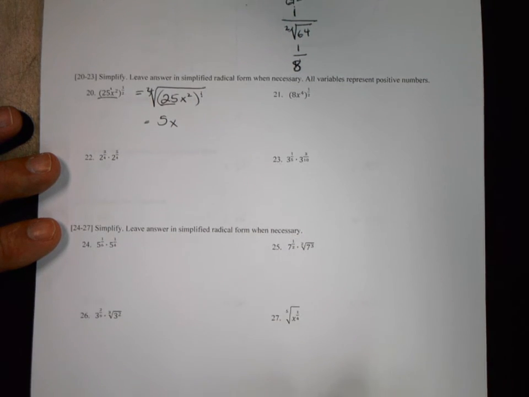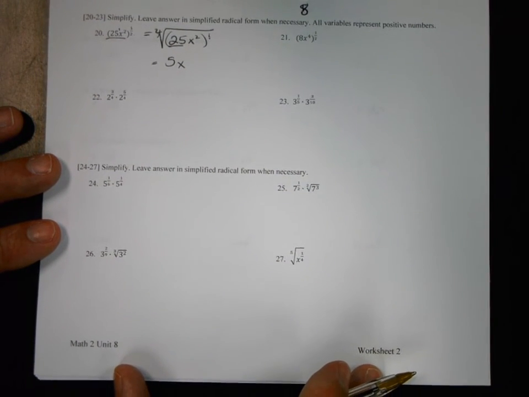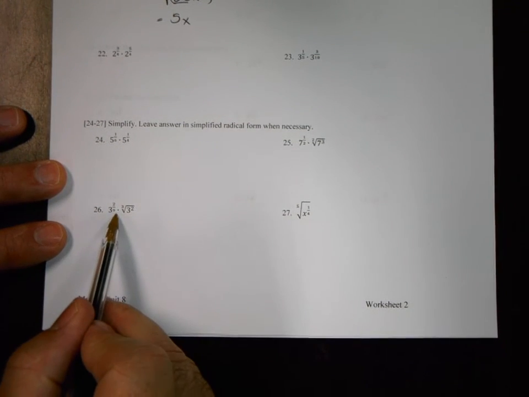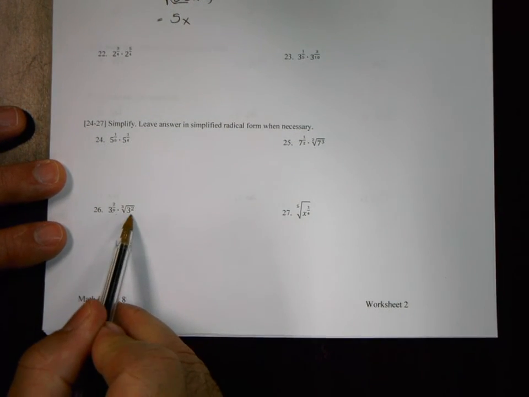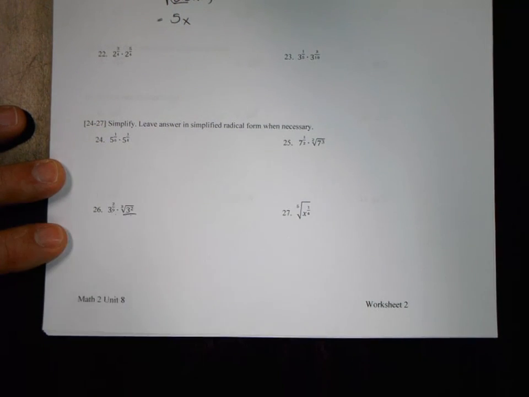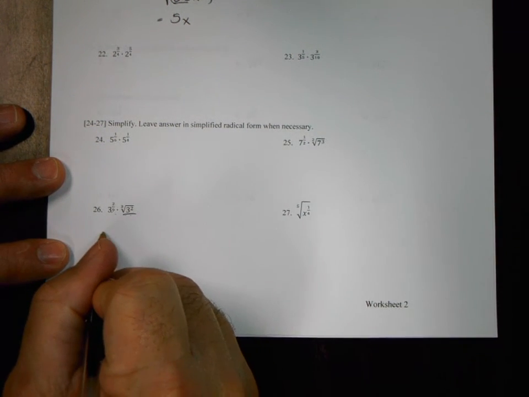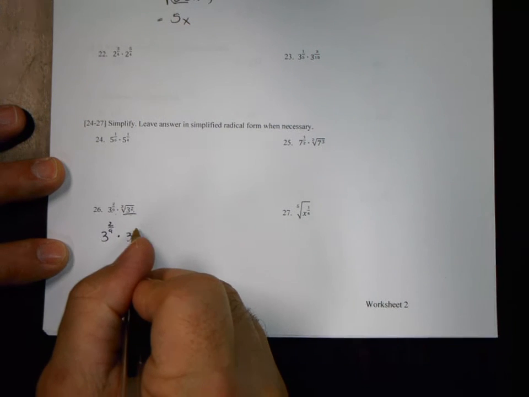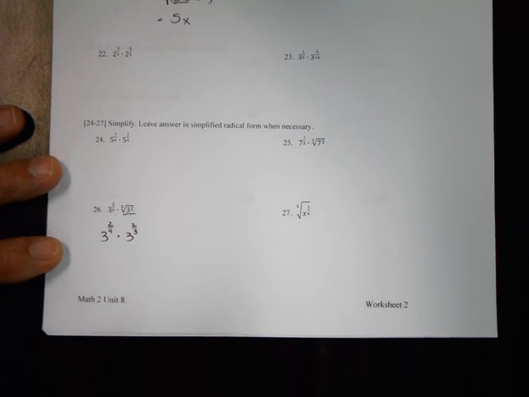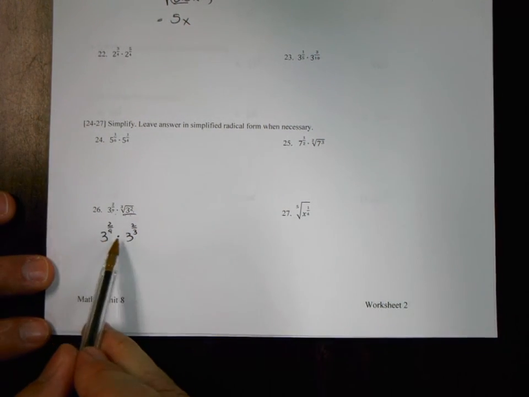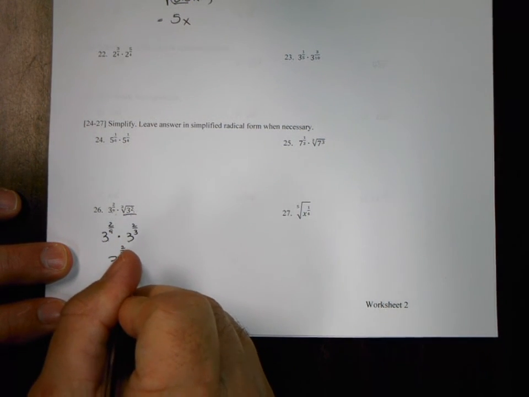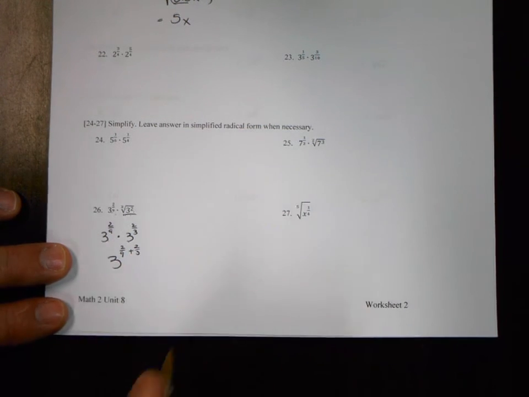All right, last example. Okay, let's do number 26 for you here. Whenever we're going to multiply a fractional exponent and a radical, we can't do that. But let's convert this radical to a fractional exponent. I take 3 to the 2/9 times 3 to the 2/3. When we're multiplying the same base, we add exponents. So this becomes 3 to the 2/9 plus 2/3.